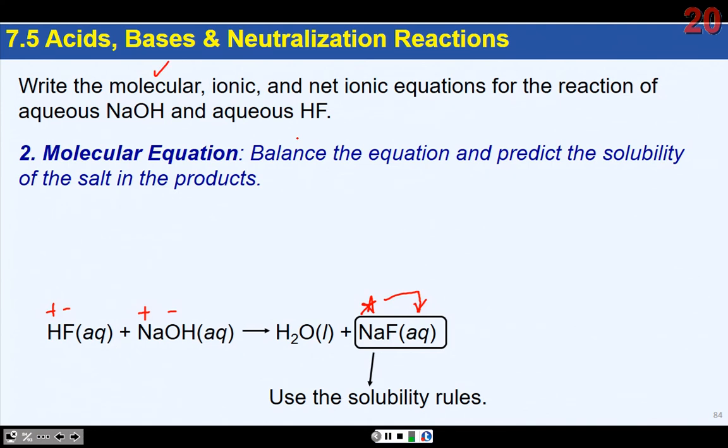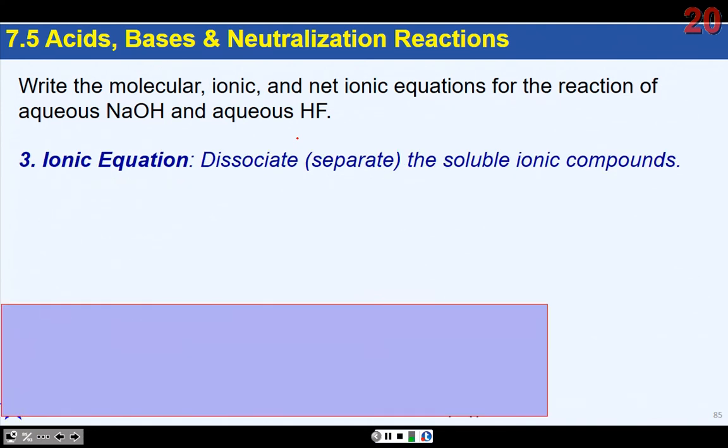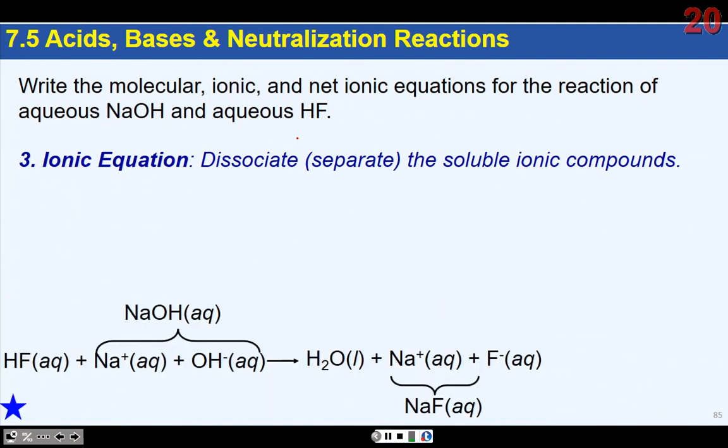Ready next for ionic. The ionic equation, remember we dissociate the soluble ionic compounds and any strong acids. And so to write the ionic equation, what do we have? We have HF, that's listed as aqueous, and we list the sodium hydroxide as aqueous, and separate the sodium from the hydroxide. We make water, which is a liquid, and then you have sodium ions and fluoride ions aqueous. Now, technically, this one comes out a little bit funny.